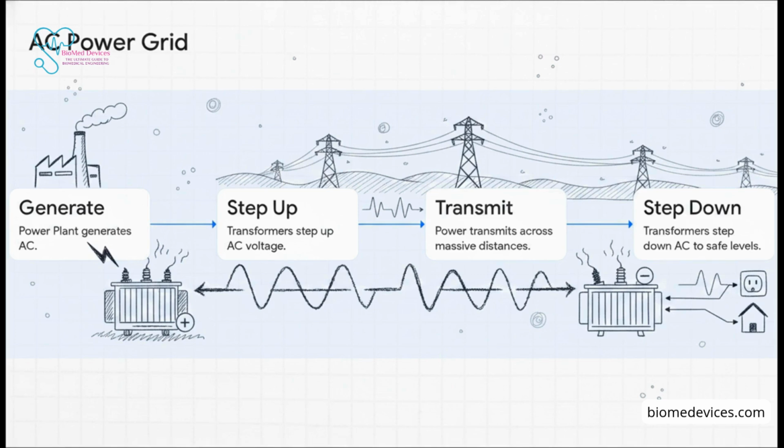Because at ultra-high voltages, we can push power across hundreds of miles of transmission wires with very little energy lost as heat. Once it finally reaches your neighborhood, another transformer steps down that massive voltage back to a safe 120 or 240 volts for your home. DC just cannot be stepped up and down easily like this, which is exactly why AC rules the power grid.